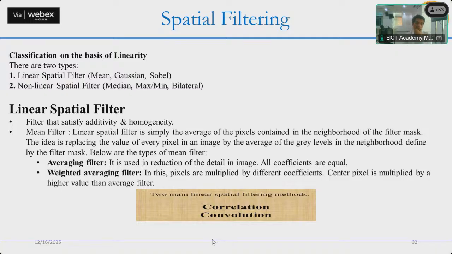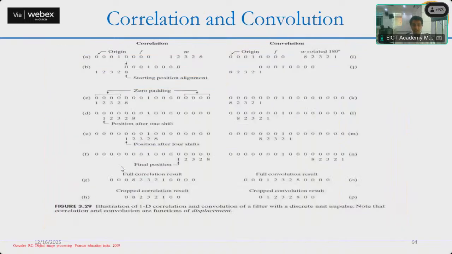Averaging filter is used basically in the reduction of detail in the image. All coefficients are equal. Now in the weighted averaging filter, pixels are multiplied by different coefficients. The center pixel is given a higher value than in an average filter. This way, once you have calculated the mean filter, then you can move towards the different types of mean filter. One is the averaging, and the other is the weighted average.